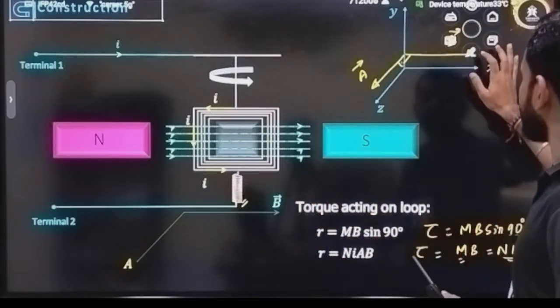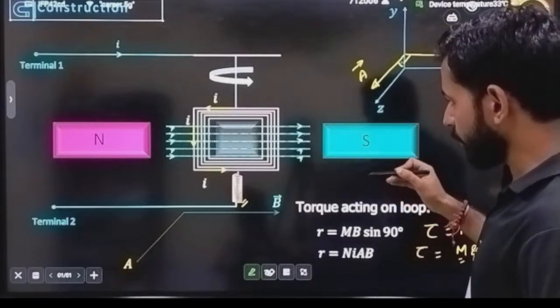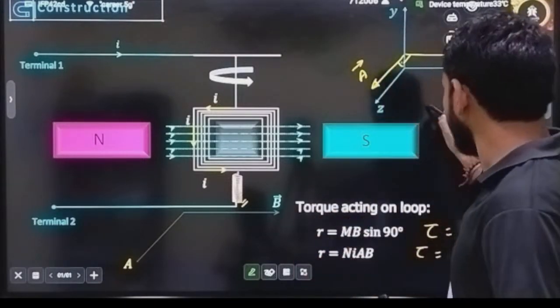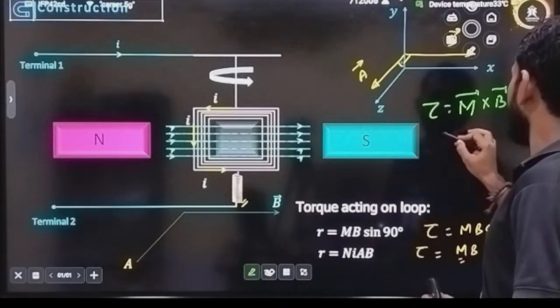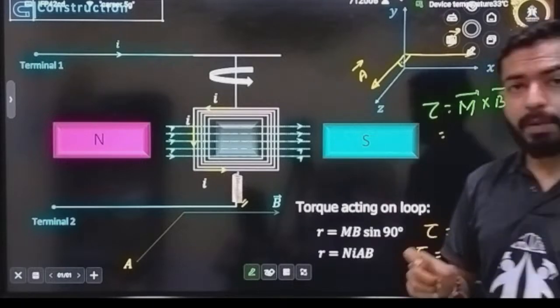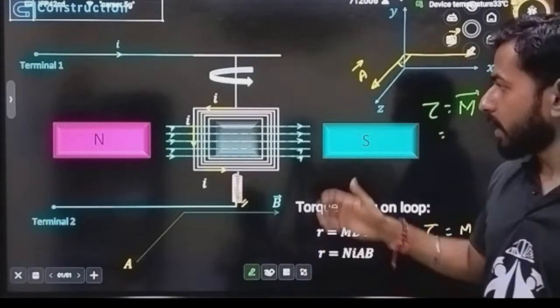And how will you write how much torque will be acting? Torque you will be writing, and now understand that also, the torque is written as m cross B, correct? M cross B. So what is the direction, with the angle between the magnetic field vector and the magnetic moment? How do you calculate the magnetic moment? How do you calculate?